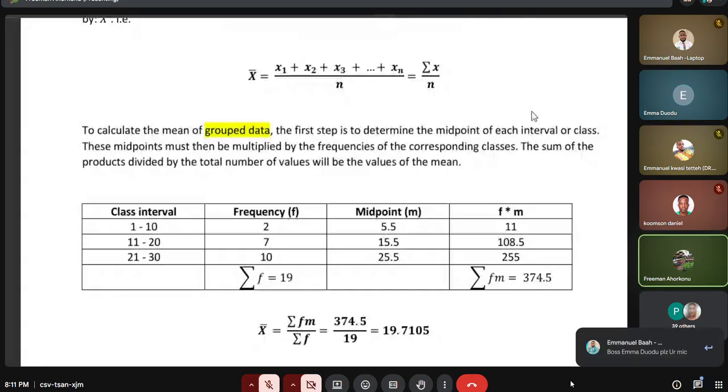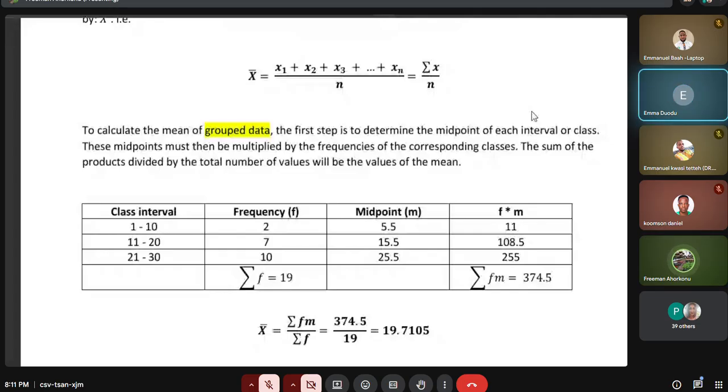So what do we do? We'll have to add 5.5 to another 5.5. Then we add 15.5 7 times. And we add 25.5 10 times. Then we divide by the total number of them. But that will make it too cumbersome. I mean, it will be too complicated, too needless.